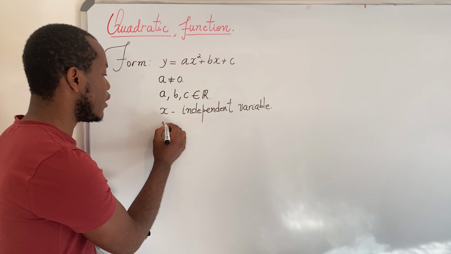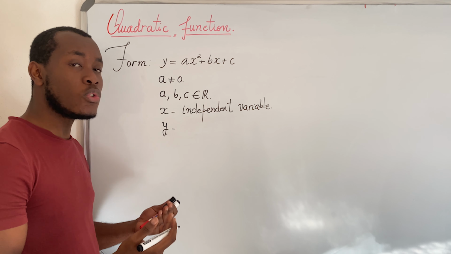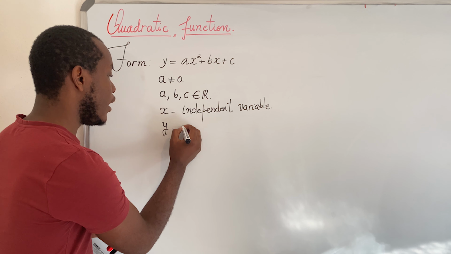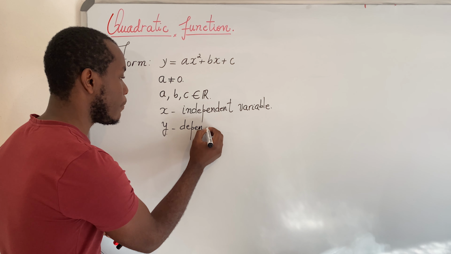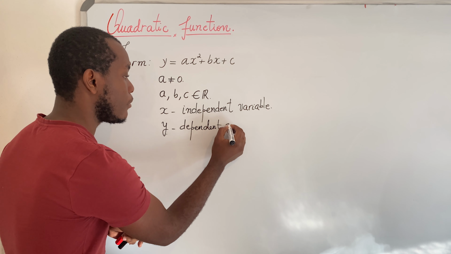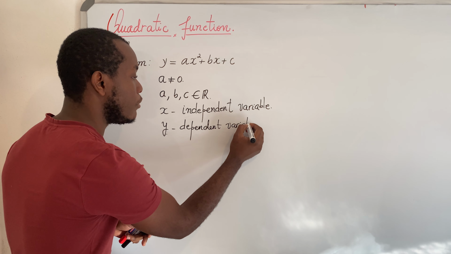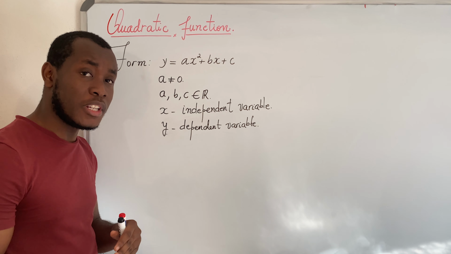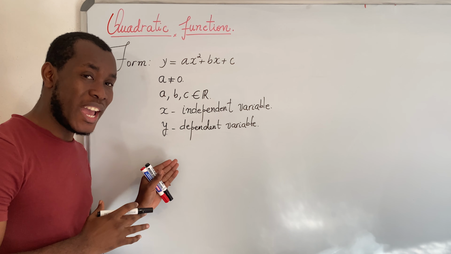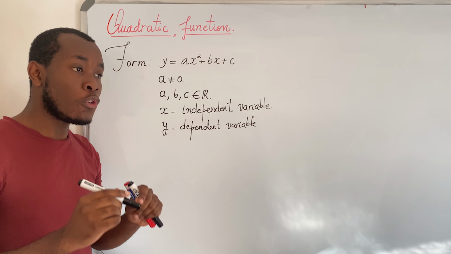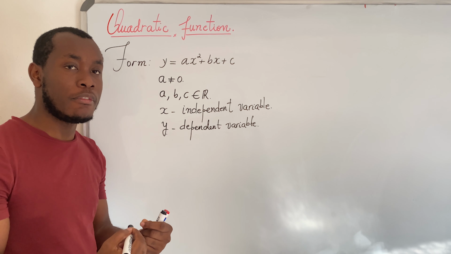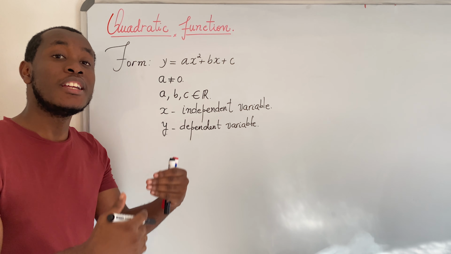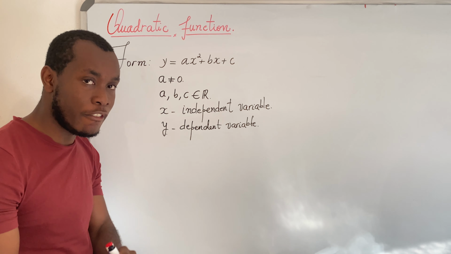So what is y then? If a, b, c are constant, are numbers, x is independent variable, what is y? Y is dependent variable. Why is y dependent variable? Y is dependent variable because y depends on the value of x. So for each value of x we may have a value for y. So y is strictly depending on x's value.